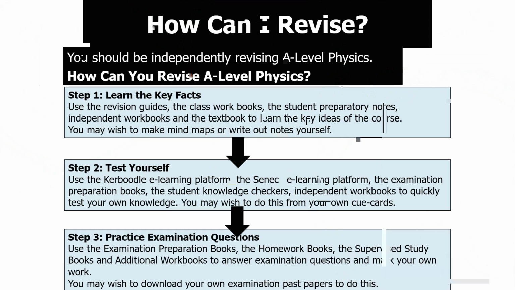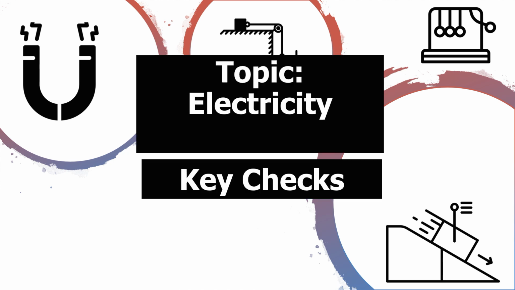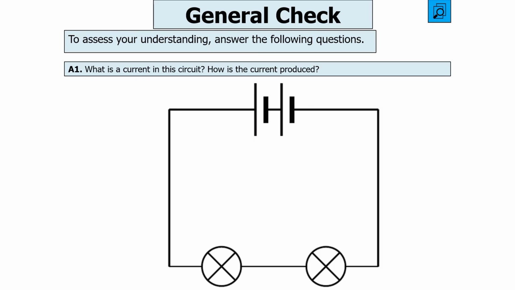Now in this revision session we're going to be looking at 2 types of questions, key check questions and then examination style questions. So let's have a look at these key check questions. To assess your understanding, they're short, sharp questions which will test your key knowledge. So look at the following. What is the current in this circuit and how is the current produced? Pause the video now, then unpause the video when you want to go through your answer.